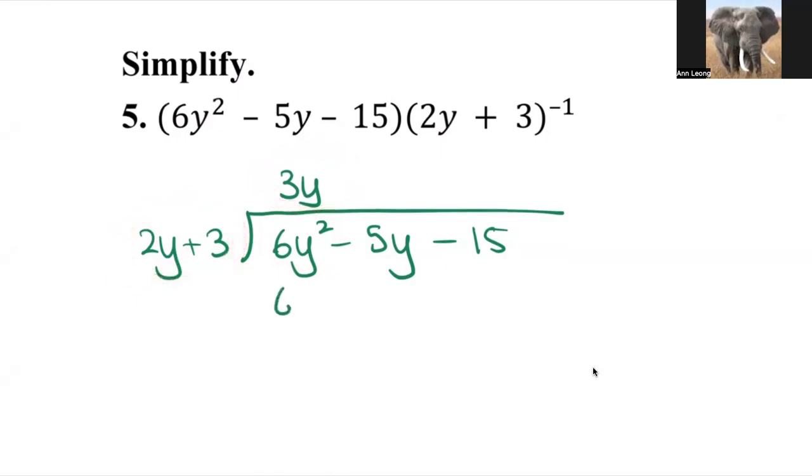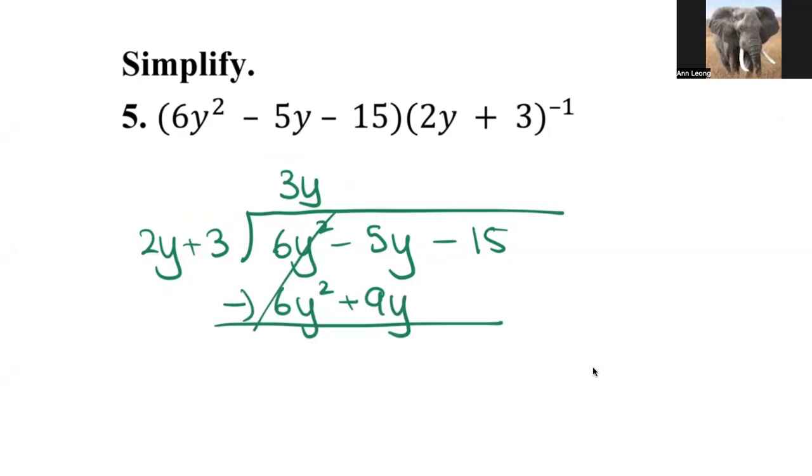I'm going to take that 3y and multiply it with both these terms to get 6y squared plus 9y. And then I subtract. These will subtract to 0. And be careful here, don't add, make sure you subtract. So negative 14y. And then I'm going to drop down my next term.